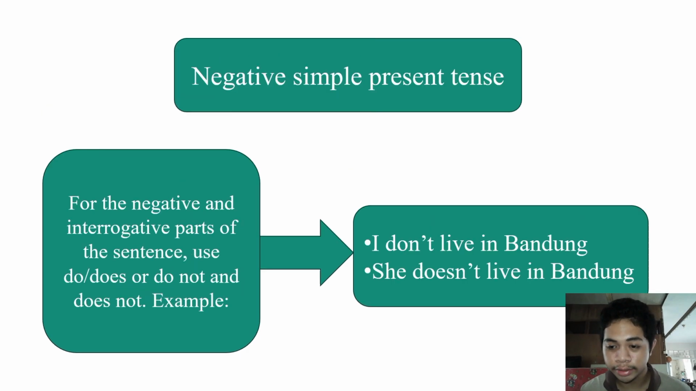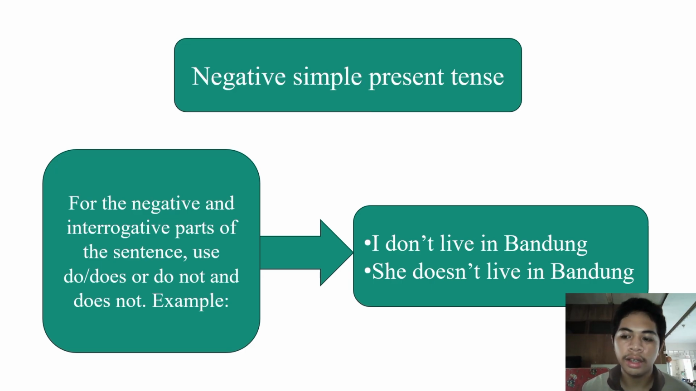Negative simple present tense. For the negative and interrogative parts of the sentence, use do, does, or do not and does not. Example: I don't live in Bandung. She doesn't live in Bandung.